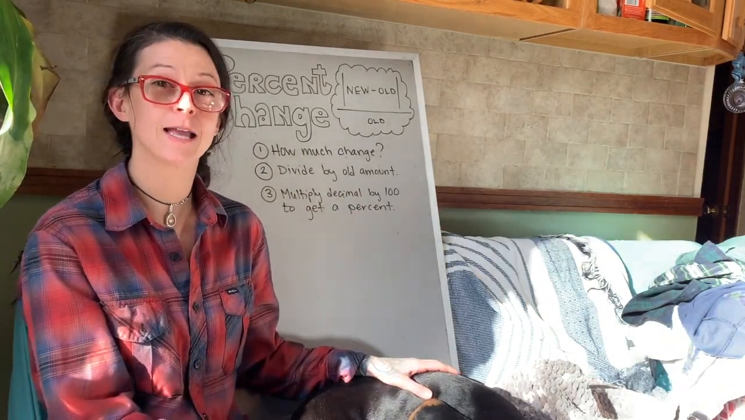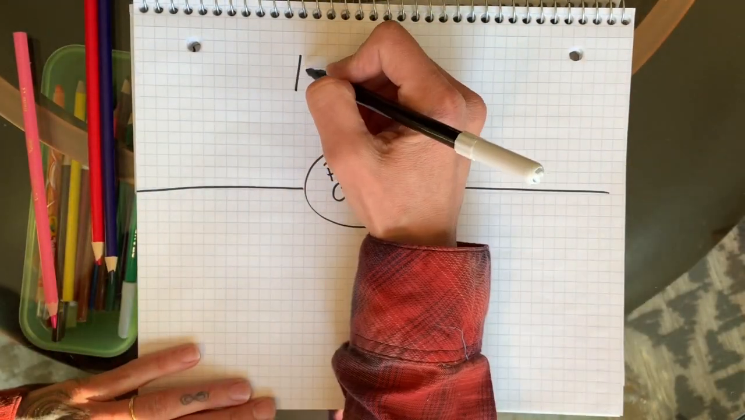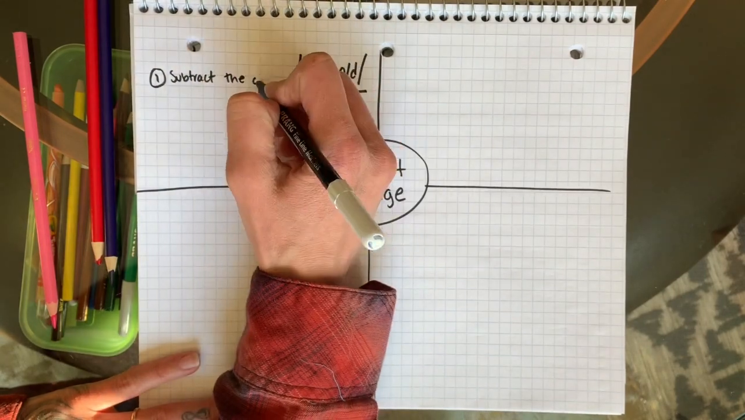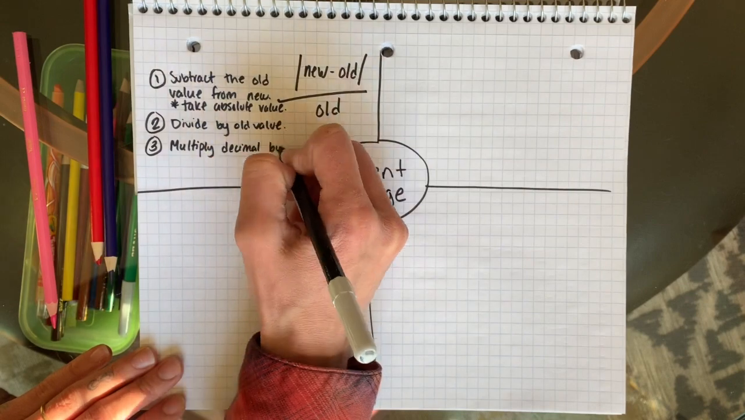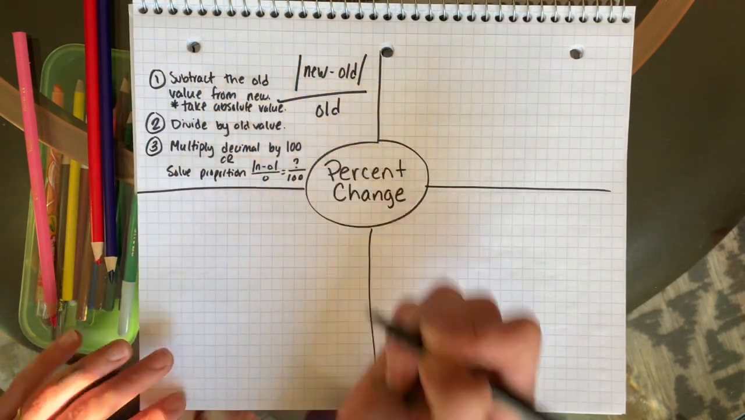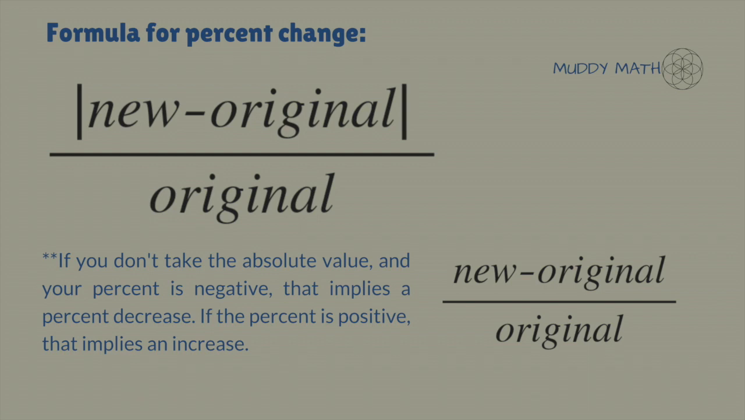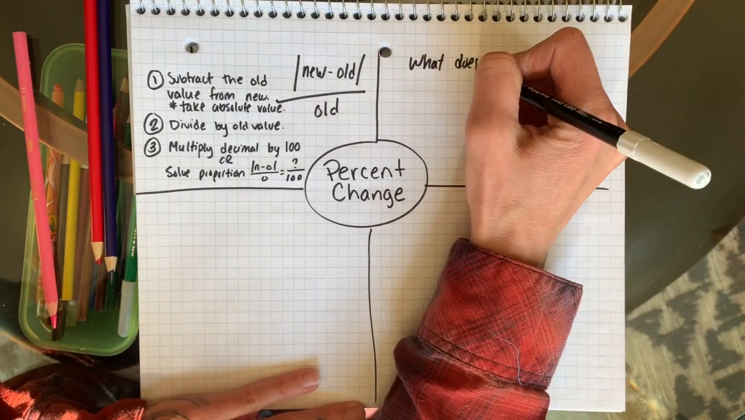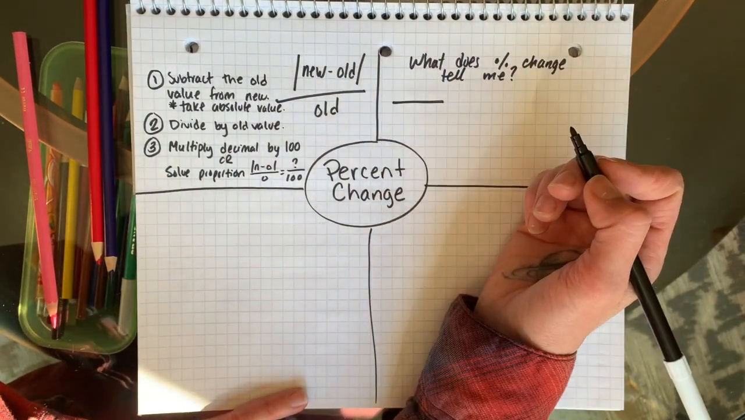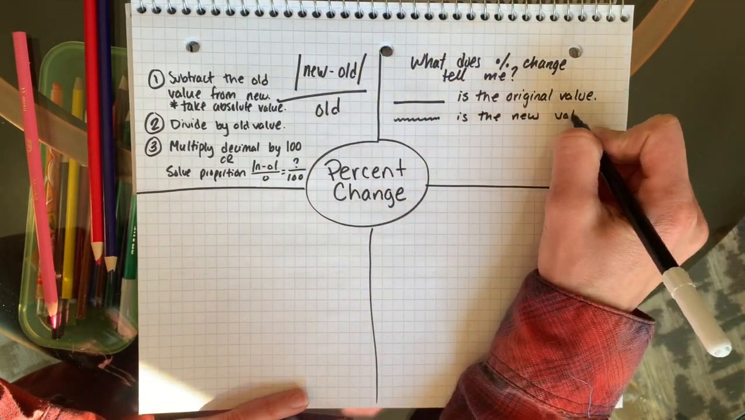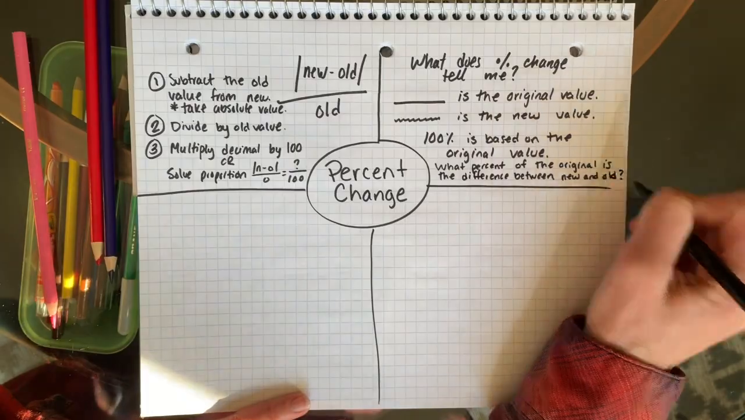Let's take a look at an example using fractions. To find the percent increase or decrease of a value, first find the difference between the new and the old value, divide by the old value, and convert the quotient to a percent. Take the absolute value of the new minus original divided by the original. Percent change answers the question, what percent of the original value is the difference between the new and the old value? The original value is 100% of itself.